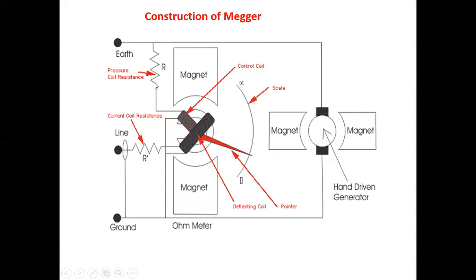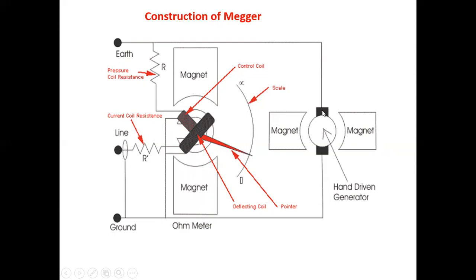This is your pressure coil. This is pressure coil resistance. This will be connected across the supply that is generated, and the current coil is connected in series with the generator. There are two permanent magnets, the first permanent magnet and the second permanent magnet.